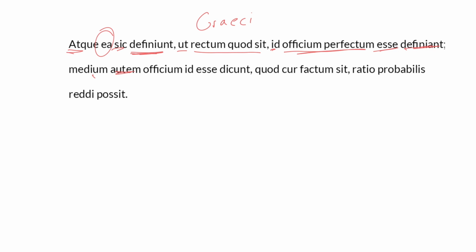But, autem, the middle duty, medium officium, they say that it is that thing which a reasonable explanation, ratio probabilis, can be given, can be returned as to why it happened, cur factum sit. So the selection starts out rather simply with definiunt, which is a third plural, present indicative active verb.